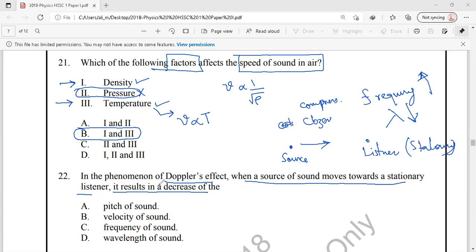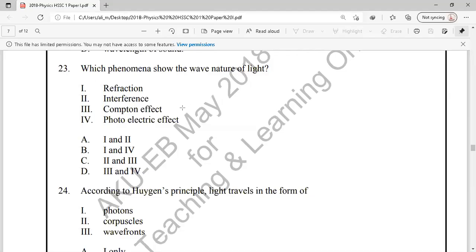So the correct answer for this question will be the wavelength of the sound. If a source is moving towards a stationary listener, that increases the frequency while decreasing the wavelength with the constant speed of sound. So correct option we have got is option D. Let's come to question number 23. Which phenomenon shows the wave nature of light? So light is something that has a dual nature, in which light behaves as waves.